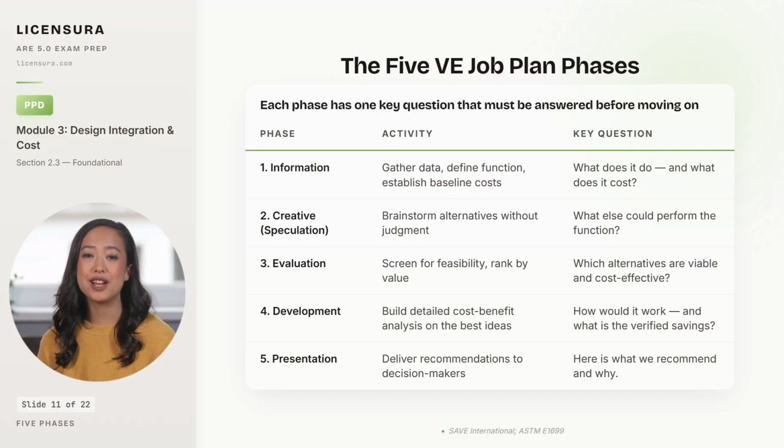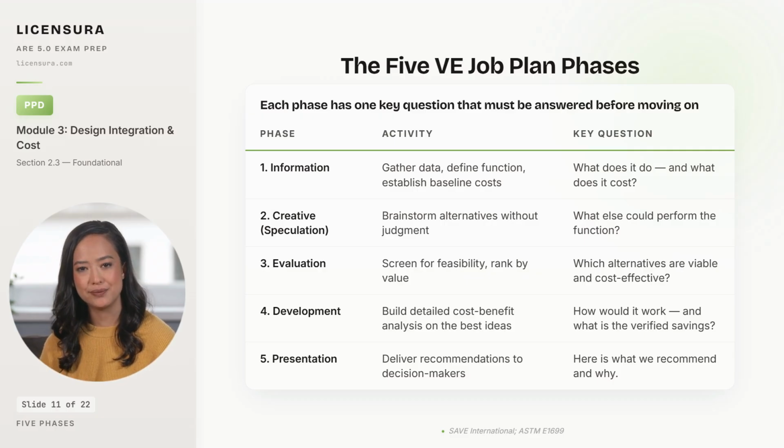The evaluation phase screens alternatives for feasibility and ranks them by value, killing the ideas that violate code or fail constructability, and ordering the survivors. The development phase builds detailed cost-benefit analyses on the top alternatives, because the exam-wrong answer is to recommend an idea before it has been costed. And the presentation phase delivers the recommendations to the owner with documented rationale. The VE team does not unilaterally implement.